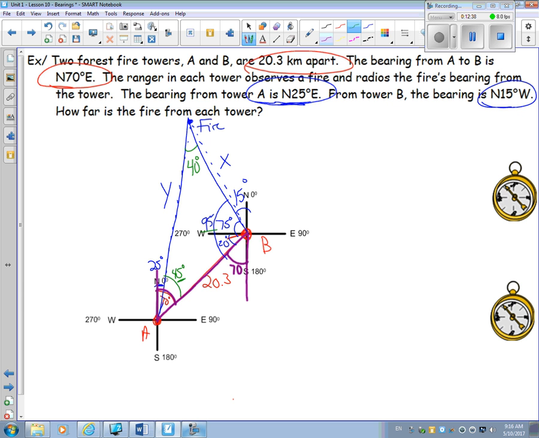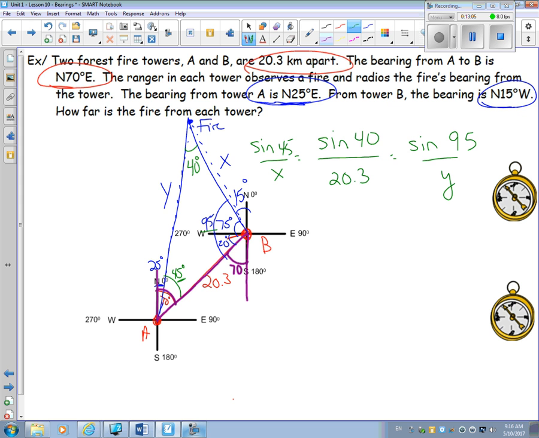In particular, the sine of 40 is across from the 20.3. And the sine of 95 is across from y. And the sine of 45 is across from x. Okay, so I'm using the sine law to do this question.